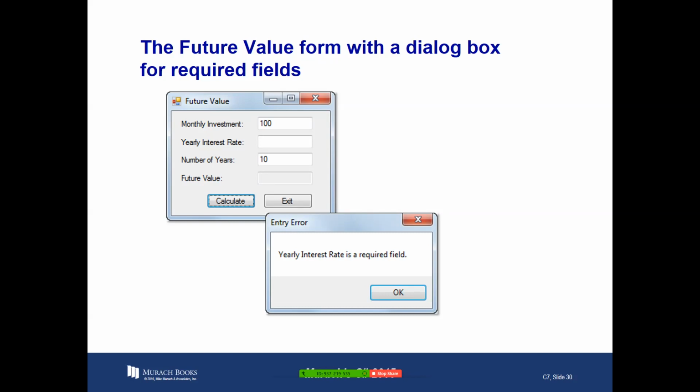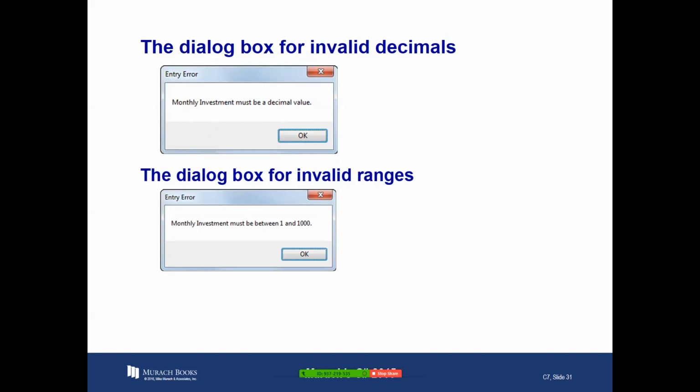And these are dialog boxes, or this is the form for entering in the monthly investment, the yearly interest, and the number of years. You notice the guy did not type in a yearly interest, so the is present error message is displayed. This is what happens if you type in a monthly investment that's present, but it's not a decimal value. And then this is what's displayed if the guy typed in something for a monthly investment.